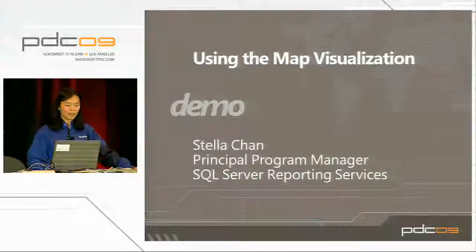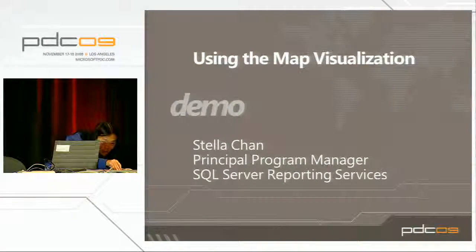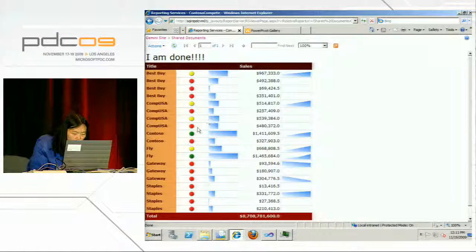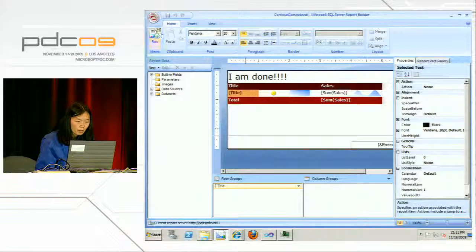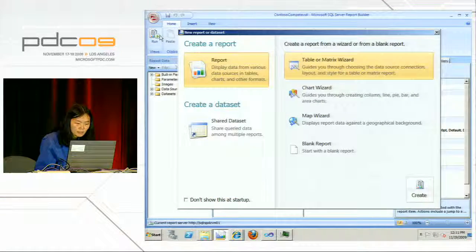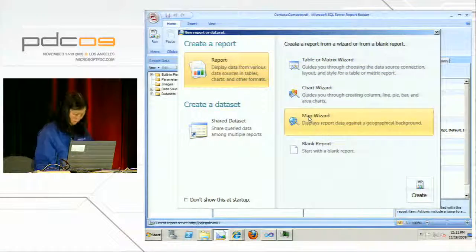Let me create a map quickly. So again, I would like to launch Report Builder 3.0, and then I need to create a new report. This time, I'm using the map wizard.